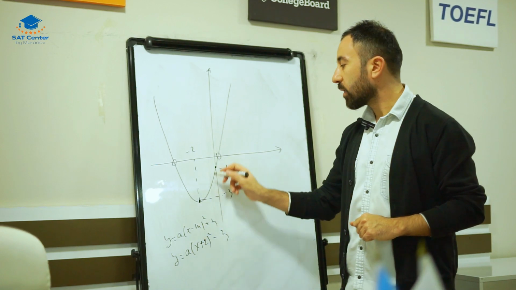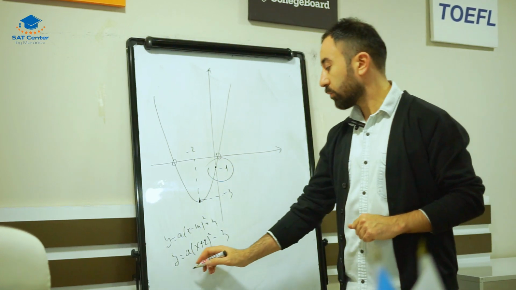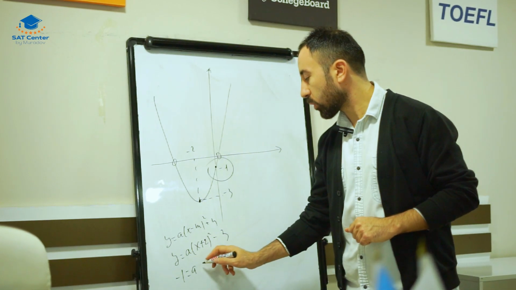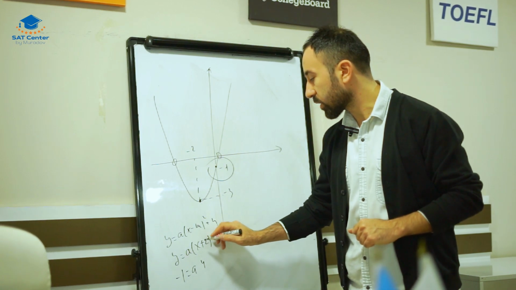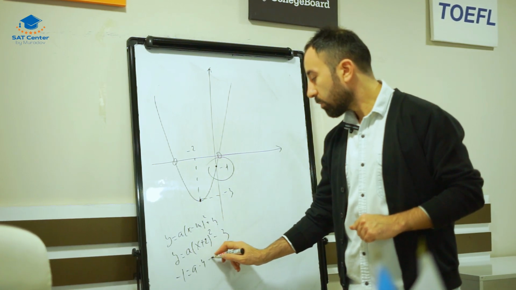How to find a? Y-intercept again. We put minus 1 here for y, 0 here for x, which gives a times 4, because of squared, minus 3.